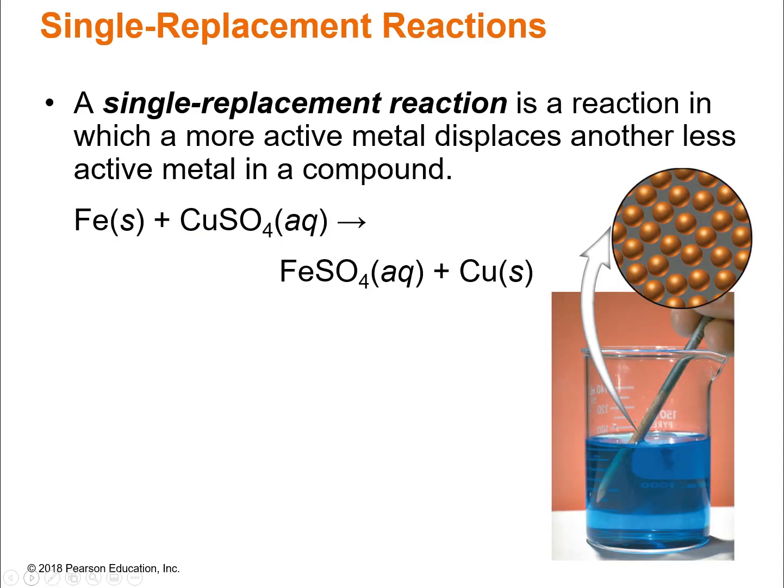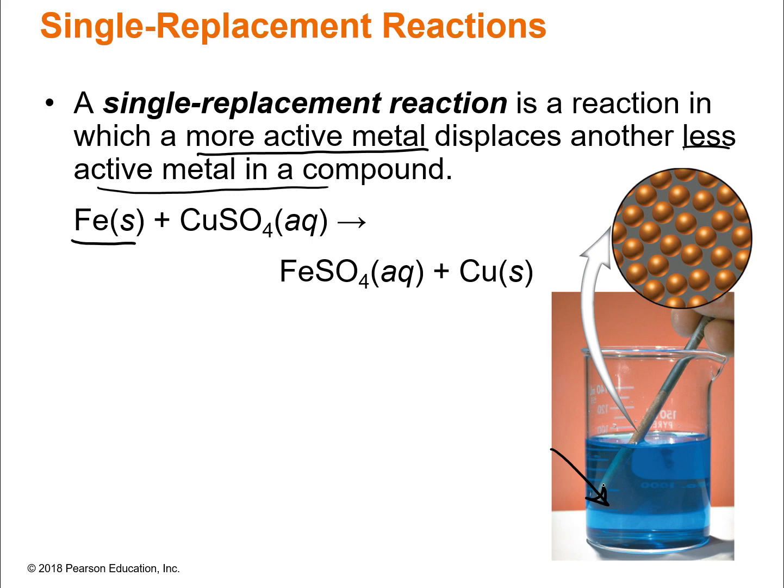Now that we've got the activity series concept down, we can talk about replacement reactions. The first one we'll cover is single replacement. That's simply where a more active metal displaces a less active metal in a compound. So here we've got solid iron, and we're adding it to an aqueous solution of copper 2 sulfate, which is a very pretty blue color. Sometimes chemistry is just pretty. You gotta just look at it in awe.